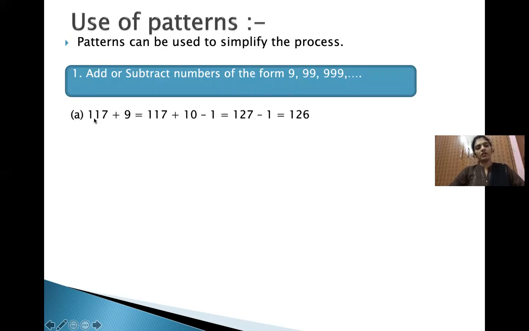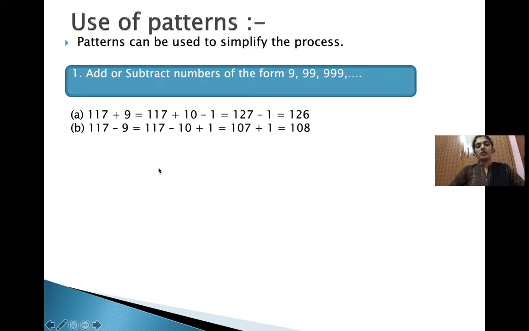So here we have a question, 117 plus 9. We can write this 9 as 10 minus 1. If we add this 10 to 117, we get 127. Then subtract this 1 from 127, we get 126.